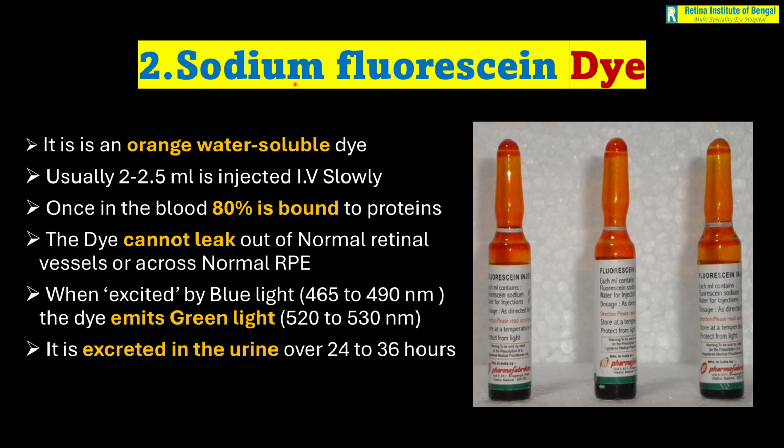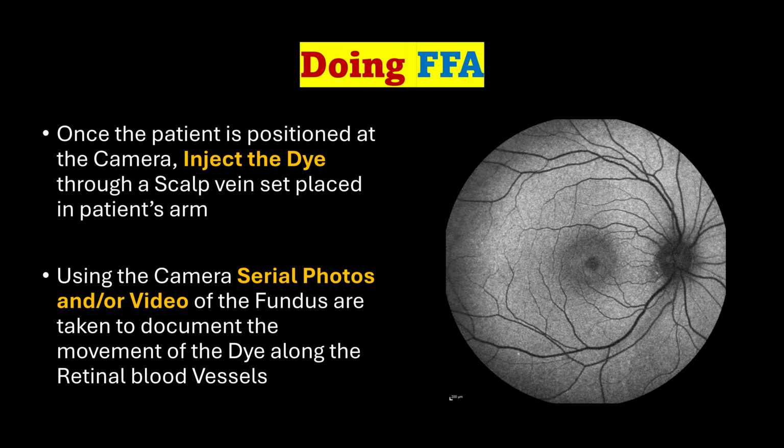So now your patient is ready. Pupils are dilated. You have ruled out hypersensitivity or pregnancy. You have taken the patient's informed consent, and the patient has gone through the general physician checkup, and now the patient is sitting in front of you at the camera, ready for the procedure itself. So how do we do that?